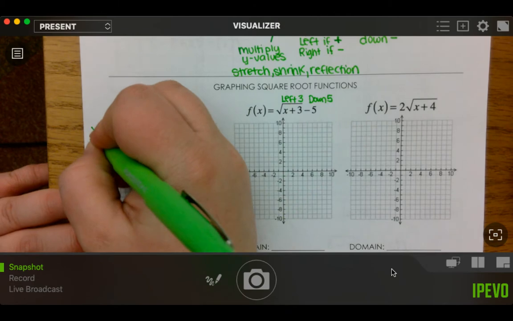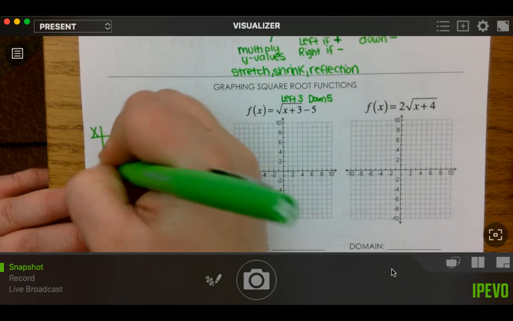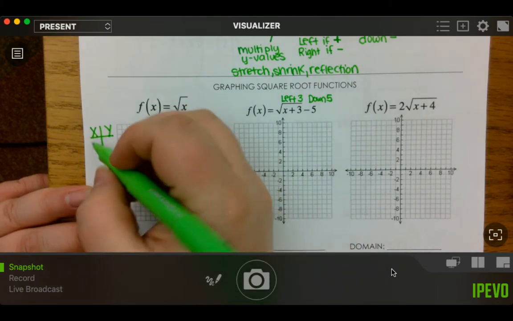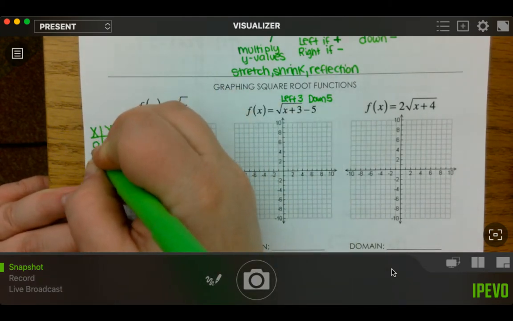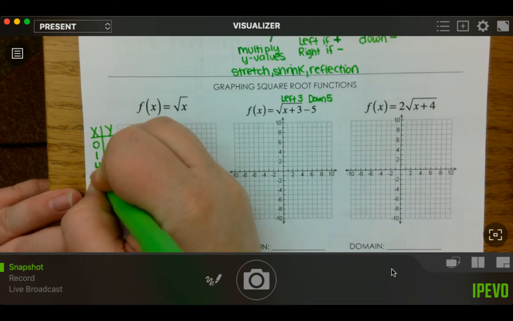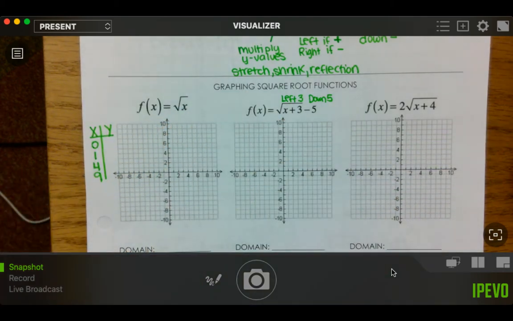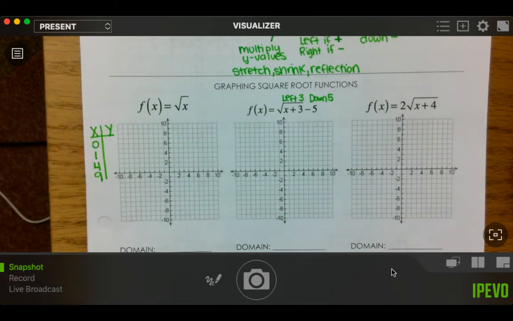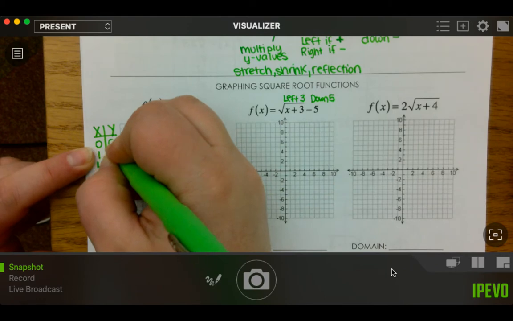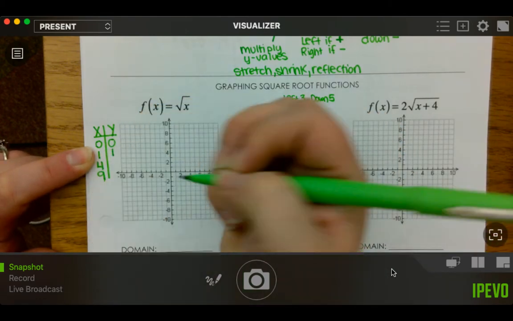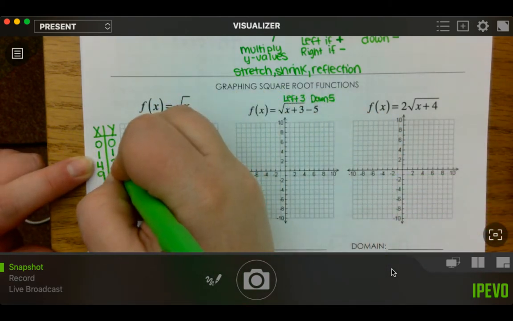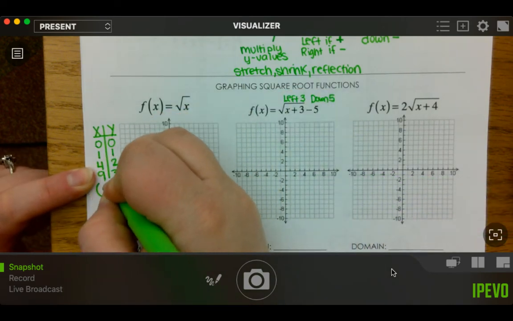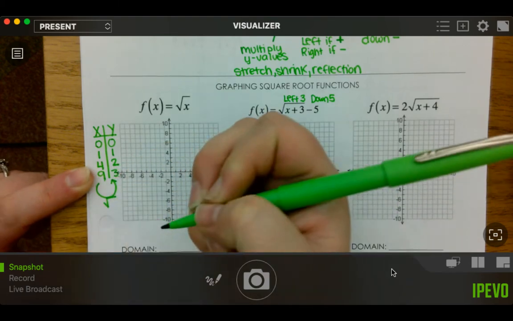I don't necessarily recommend doing this every single time because it would be a little lengthy. I'm going to take values for x and plug them in, like 0, 1, 4, and 9. Now, where am I getting those numbers from? These are all numbers that are easy to take the square root of. The square root of 0 is 0. The square root of 1 is 1. The square root of 4 is 2. And the square root of 9 is 3. So to get from this number to this number, I am doing the square root.